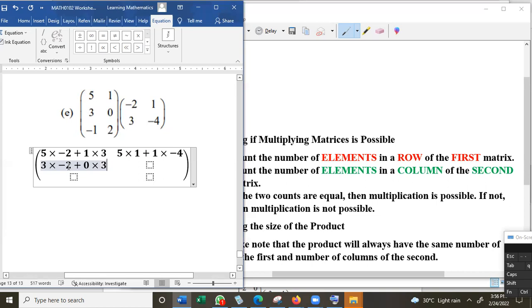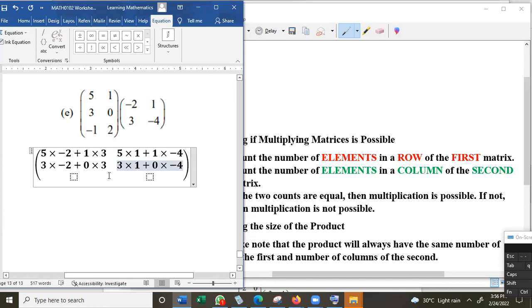Now we're still in the second row, so we have to go back to that same 3 again. So what do I do now? 3 times what? 3 times 1 and 0 times negative 4, exactly. So we get the gist of it, right? 3 times 1 plus 0 times negative 4. And if you notice, those numbers on the other end are almost the same. So now we're through that second row.